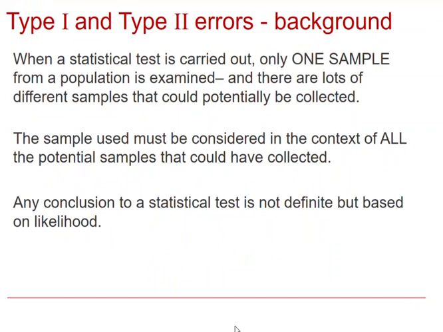So the background of Type 1 and Type 2 errors involves two important points. One, that when a statistical test is carried out, it's based on only one sample from a population, and there are lots of different samples that could potentially be collected. And secondly, any conclusion to a statistical test is never definite, but simply based on likelihood.